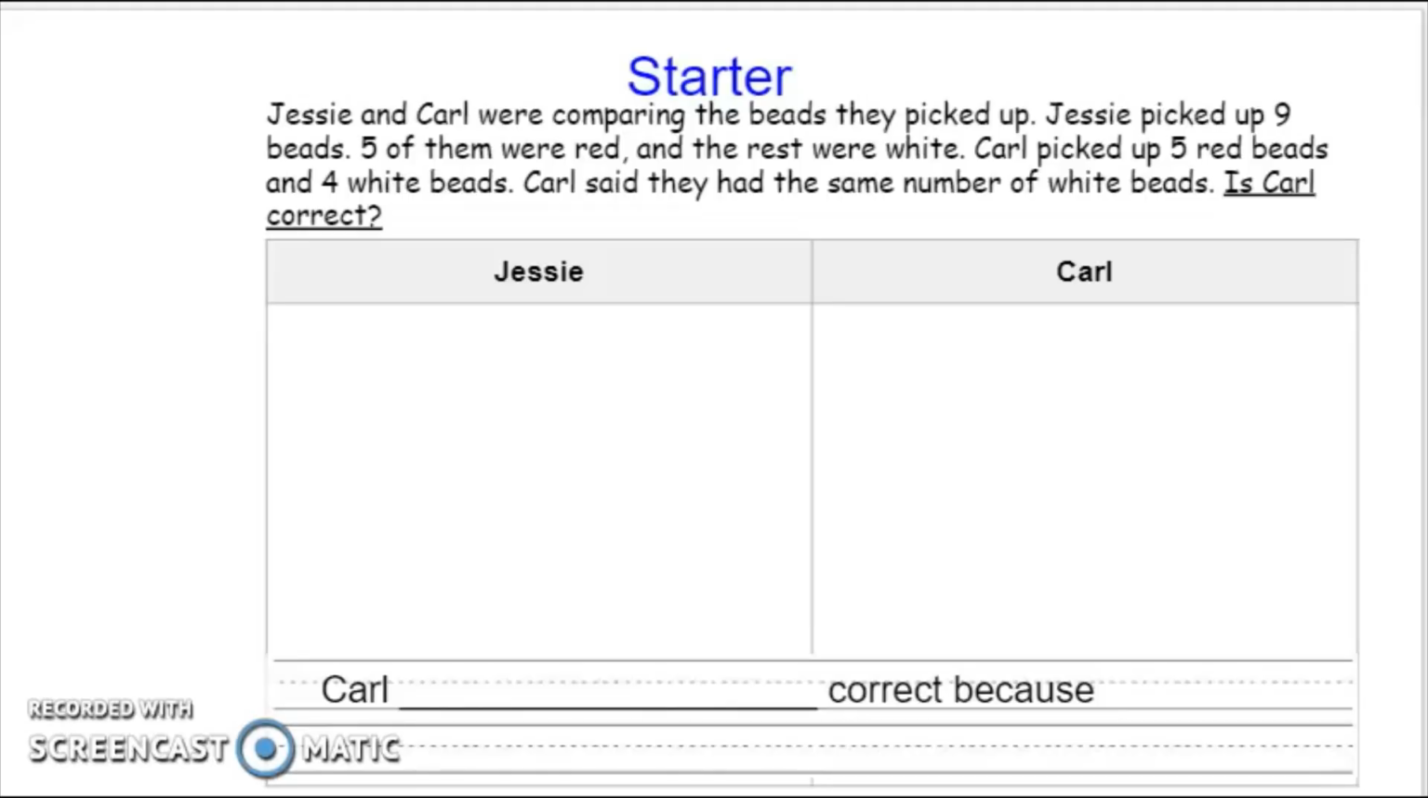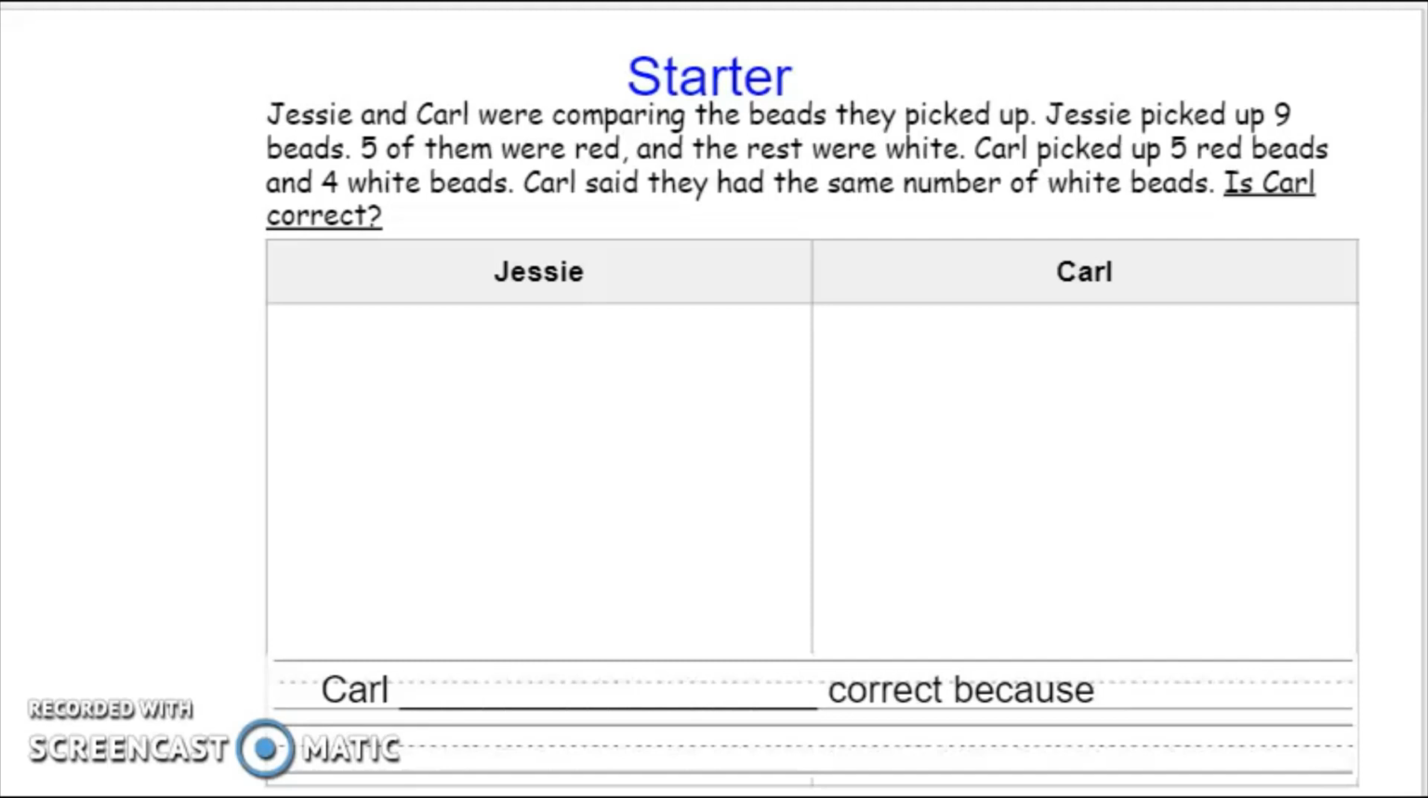Let's jump straight into our starter problem. Read with me or in your head as I read out loud to you. Jesse and Carl were comparing the beads they picked up. Jesse picked up 9 beads. 5 of them were red and the rest were white. Carl picked up 5 red beads and 4 white beads. Carl said they had the same number of white beads. Is Carl correct?